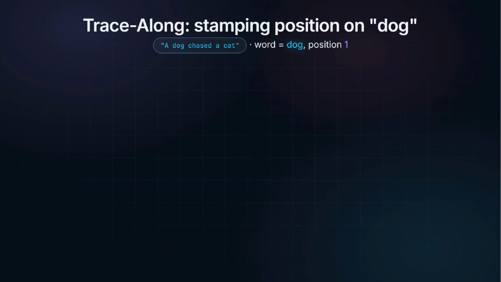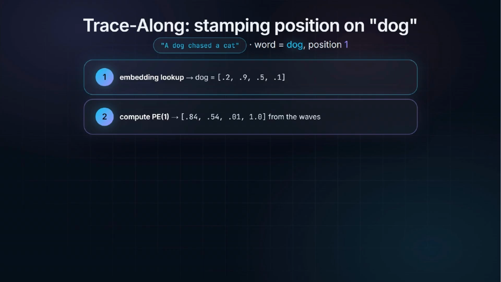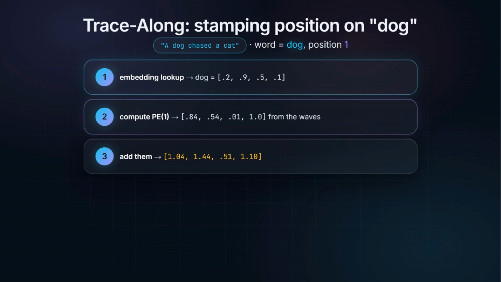Let's put all 3 moves together for one word. We'll trace "dog" in "a dog chased a cat," sitting at position 1. Step 1. The embedding lookup from the vectors video. Dog becomes 0.2, 0.9, 0.5, 0.1, its meaning vector. Step 2. Compute the positional encoding for position 1 from the waves: 0.84, 0.54, 0.01, 1. Step 3. Add them together dimension by dimension to get 1.04, 1.44, 0.51, 1.10.